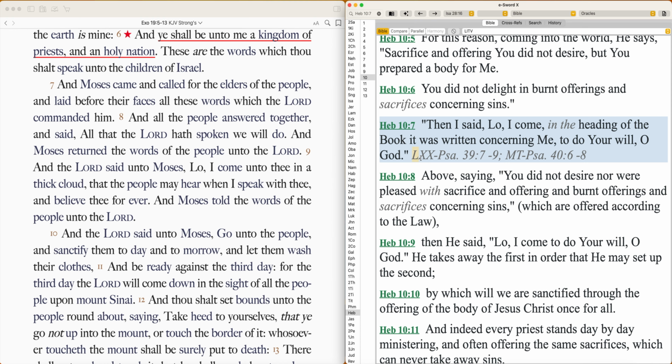Now, in this italics, in the gray, is stuff that they put there that wasn't in the text, but it says LXX. That's the Septuagint. That's the Roman numeral for the number 70. It says that you can find that in the Septuagint in Psalm 39, 7 through 9, but then right next to it, it says MT.